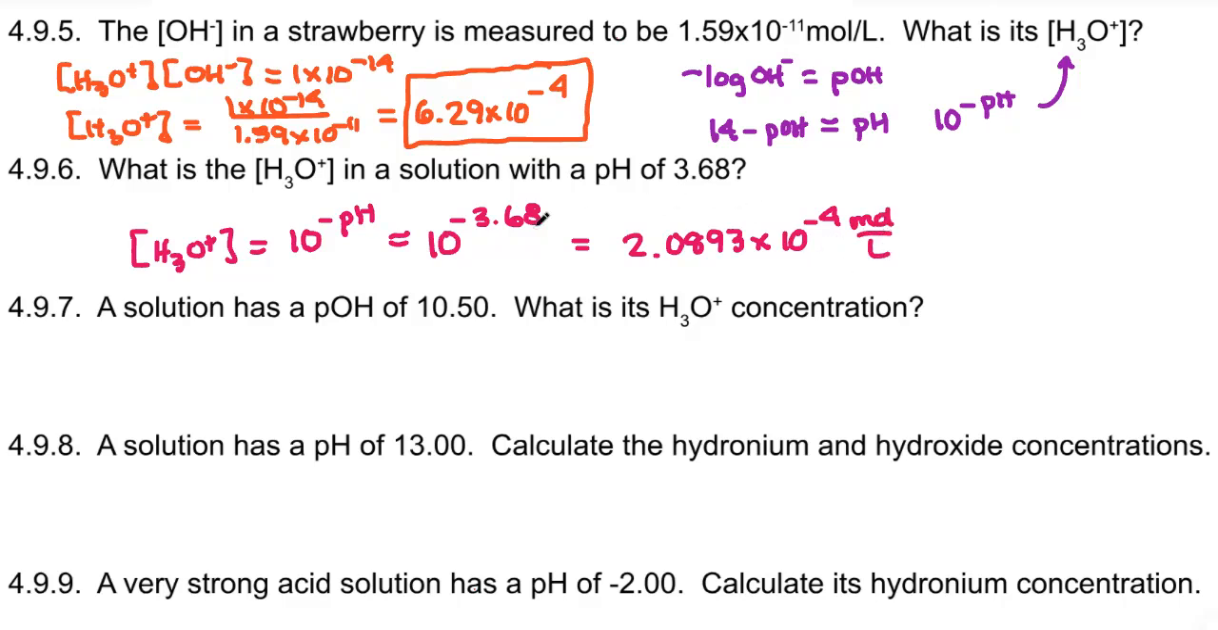How many sig digs should our answer have? Don't say 3. In a pH, remember, this 3 is not significant. Only these two digits are significant. So we've got 2 sig digs. Our answer should have 2 sig digs, which means actually this should be rounded to 2.1 times 10 to the minus 4. That's all we're allowed. Moles per liter H3O.